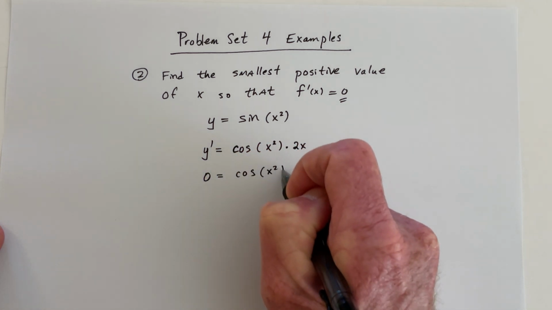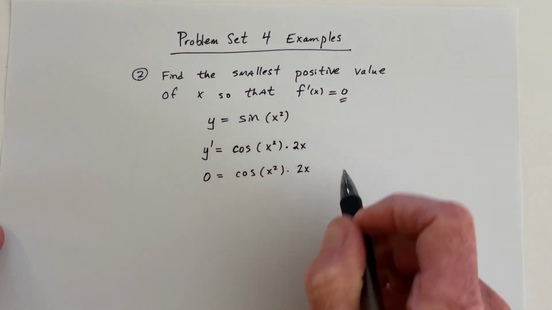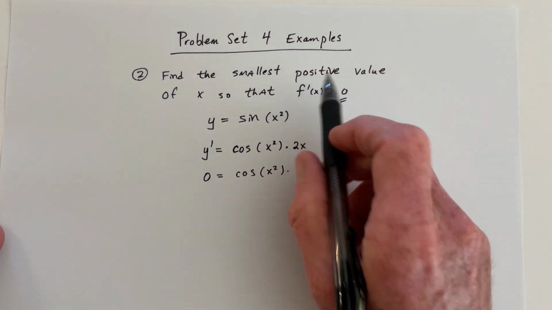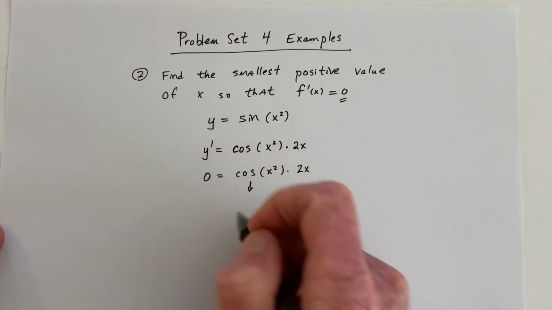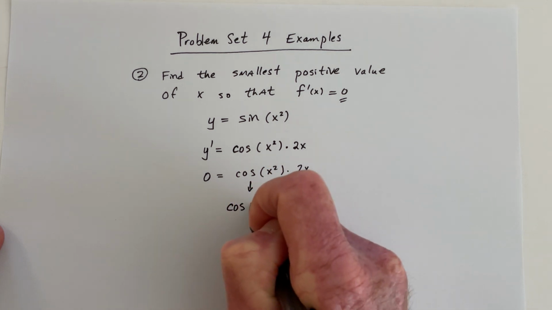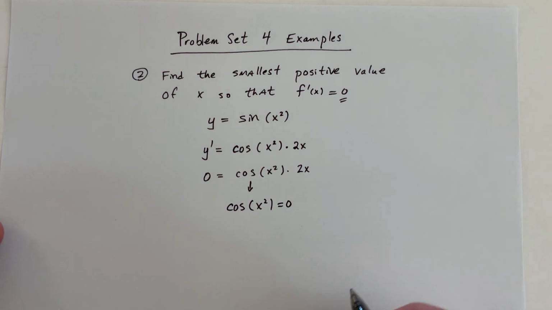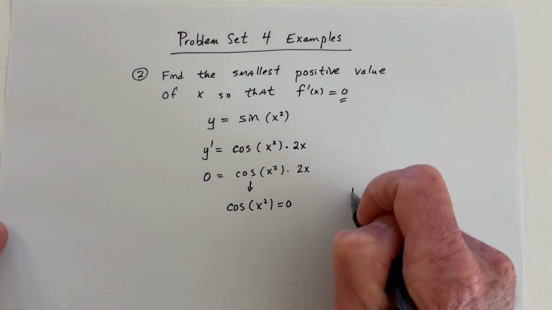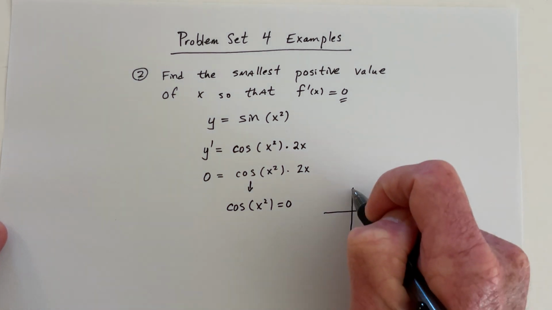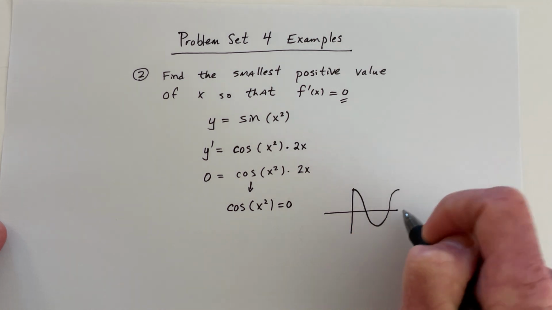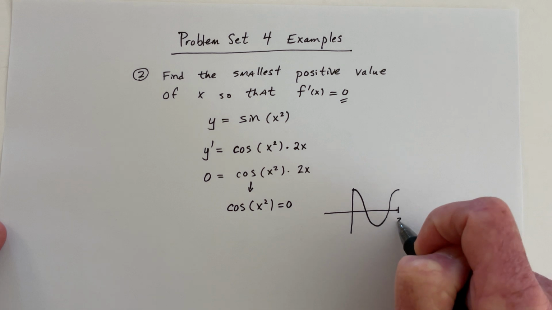So it turns out that this 2x is not really going to give us a solution, because if you put this equal to 0, it's going to give us x equals 0, and 0 is not a positive number. So really I just need to put this part equal to 0. When does cosine of x squared equal 0? So then I just think of the cosine graph, which looks like this. So I'm just ignoring the x squared for a moment and just looking at the cosine graph.